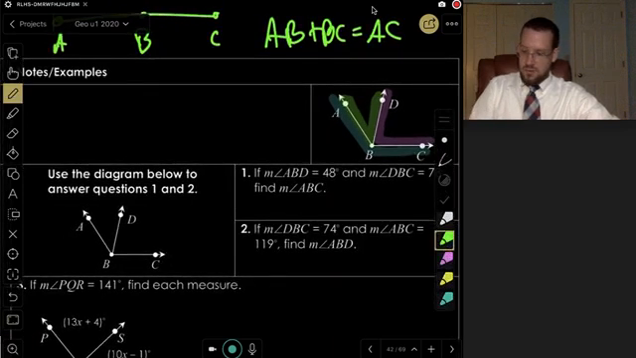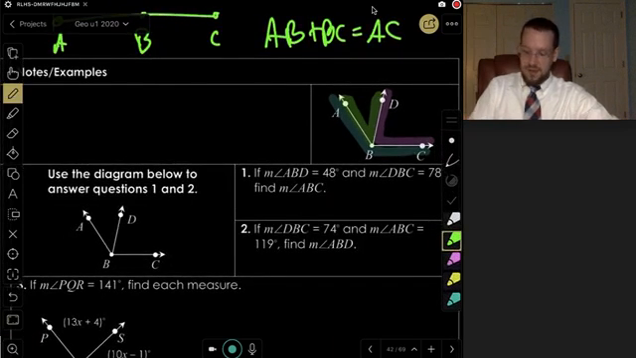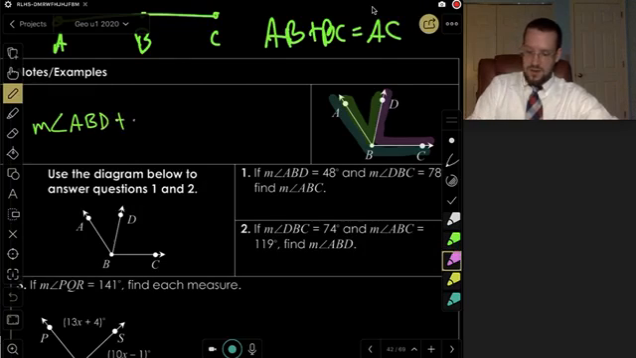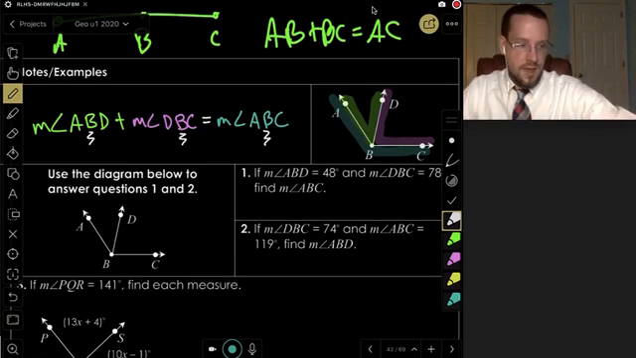So for our angle addition, we can add the two on the inside. We're going to add the measure of angle ABD plus the measure of the pink one, which is the measure of angle DBC. And that is going to be equal to the measure of the blue one, the measure of angle ABC. And just a note that all of our angles have to have the vertex in the middle. This is the vertex of the angle, and we need that to be in the middle of our three letters, our three points.